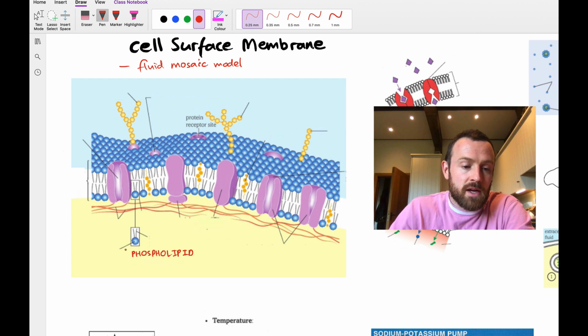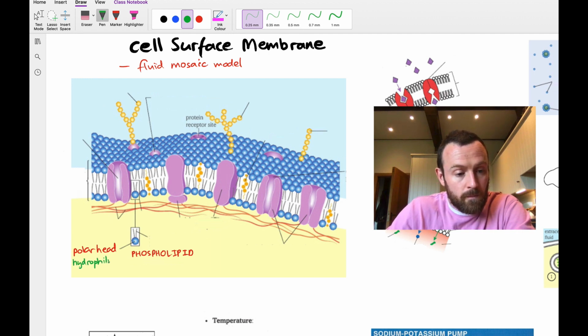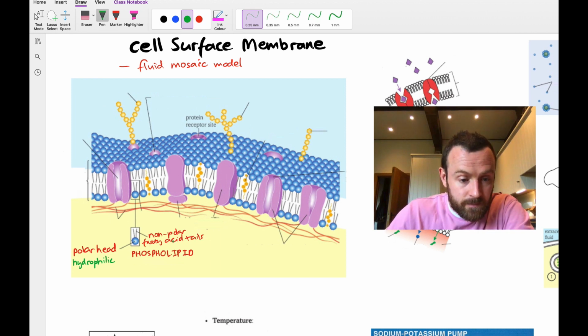So the phospholipid, the main constituent of the membrane, we looked at when we looked at biological molecules, but quick review, it has two main areas. It has the polar head group, and the polar head group, key thing, it is hydrophilic. And then it has the non-polar fatty acid tails, and those bits are hydrophobic. I'm just going to label that here because I'm out of space. Hydrophobic.